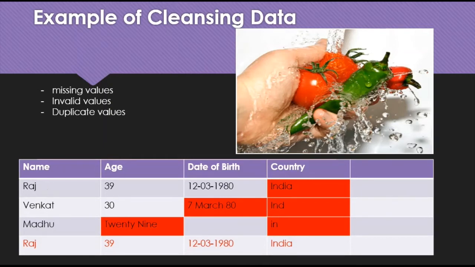You see the table here in the picture. In the first row, we have the country name India. In the second row, you can see that it is IND. So the country name is not consistent. And also, if you see the date of birth compared to the first row and second row, it's in a different format. And also the age. The first two rows contain 39 and 30 as a number, an integer. The third row contains a text value. And the fourth row is a duplicate of the first row. So you can expect this kind of inconsistencies in your raw data.